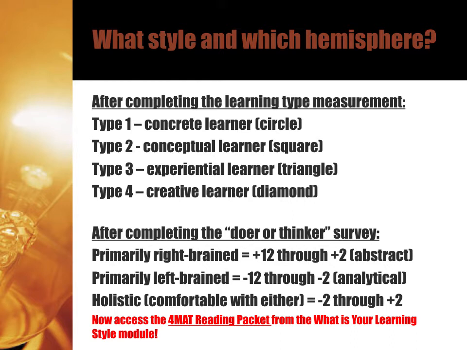And if you found yourself between a -2 and a +2, then that would be a holistic thinker, meaning that you're really comfortable using either hemisphere of your brain. So what I would ask you to do now is, from the module, What is Your Learning Style?, access the Format reading packet, because now we're going to try to make sense of this in regards to how to plan for differentiation using this information.